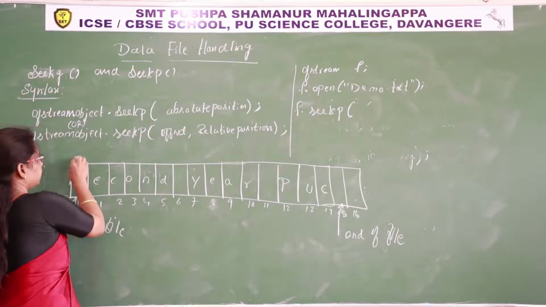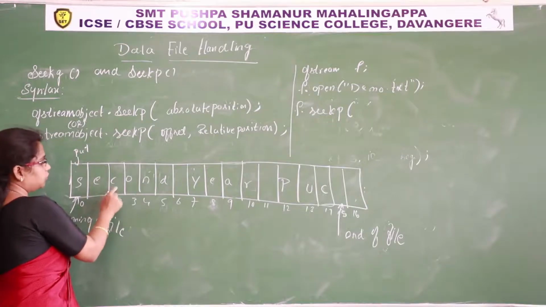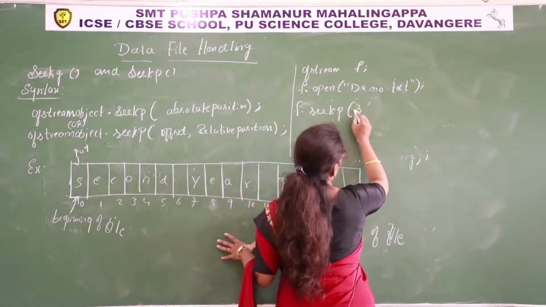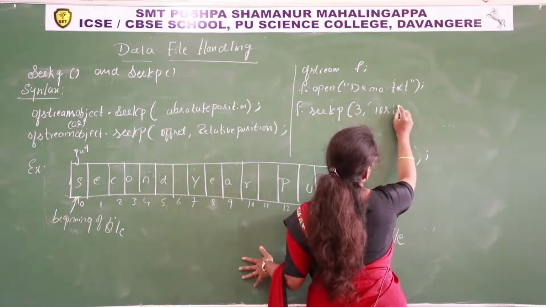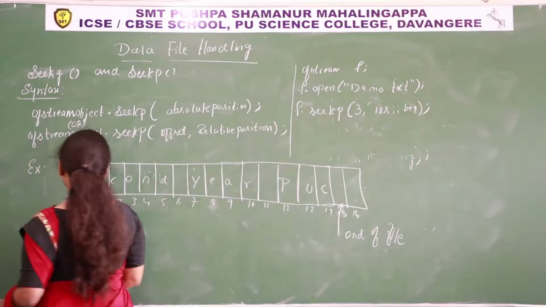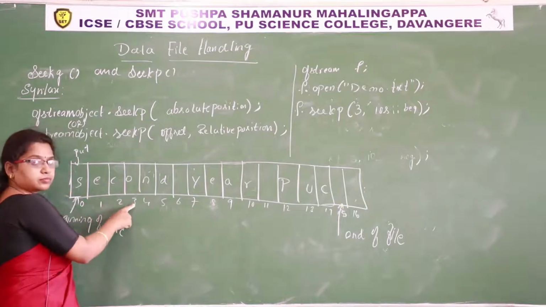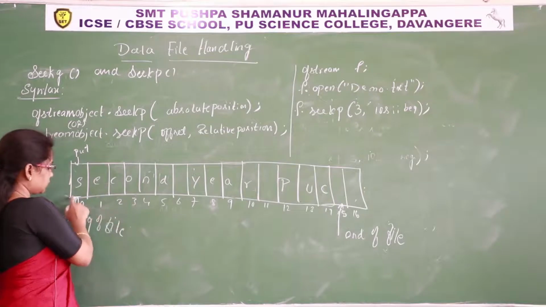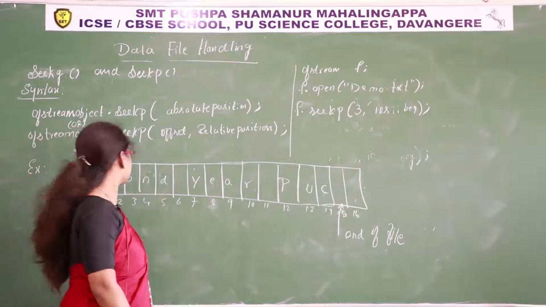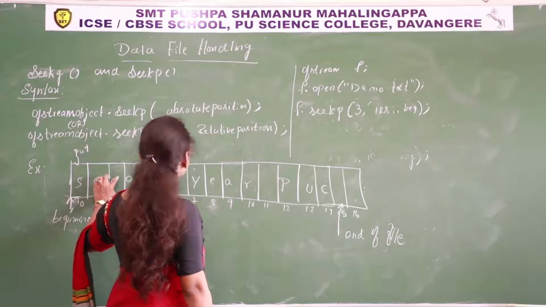Right now the put pointer is at this location. To this location I have to move 1, 2, 3. What is the offset? 3 bytes. 3, ios::beg, the beginning. So from here 1 byte, 2 byte, 3 byte. Sorry, this is the first byte, second byte, third byte.